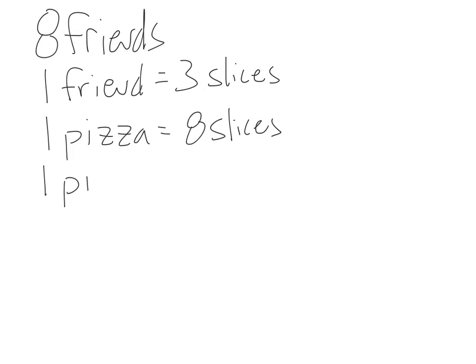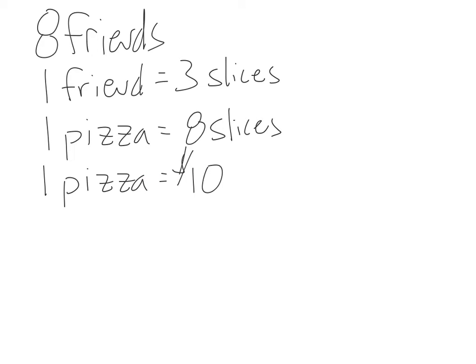And each pizza that we're going to order is going to be $10. So our goal is to figure out how much money we're going to need in order to get pizza for all 8 friends. So looking at this, each of these where you see an equal sign, 1 friend equals 3 slices, 1 pizza equals 8 slices, 1 pizza equals $10. Those are all conversion factors.